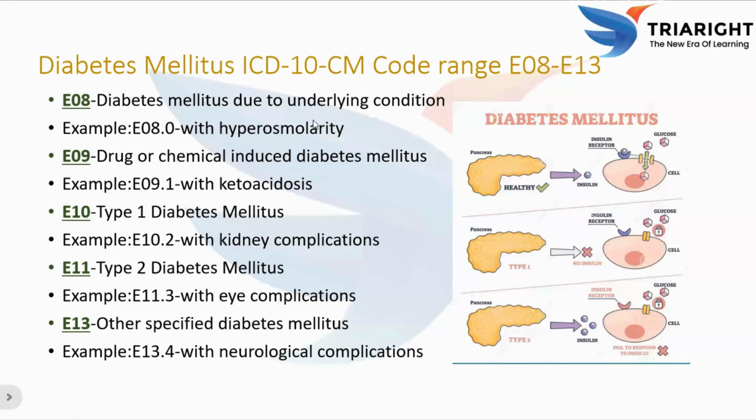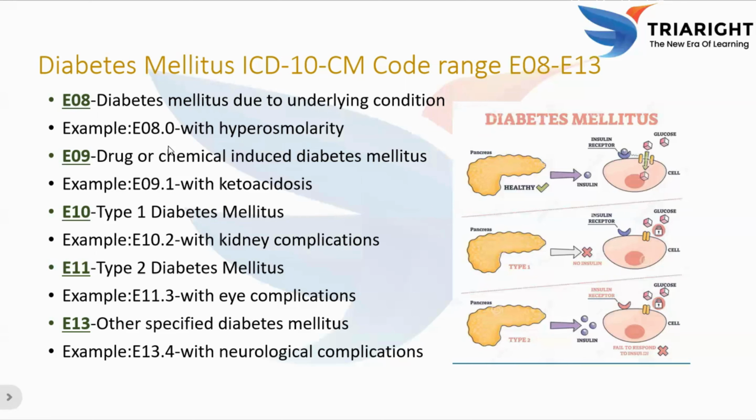So what does it mean? This type happens because of another medical condition. This is not the primary condition. Here diabetes mellitus occurs due to an underlying condition, meaning an already present medical condition, such as pancreatic disease, hormonal disorders or genetic defects. Nothing but a side effect. Here diabetes mellitus is caused by a side effect.